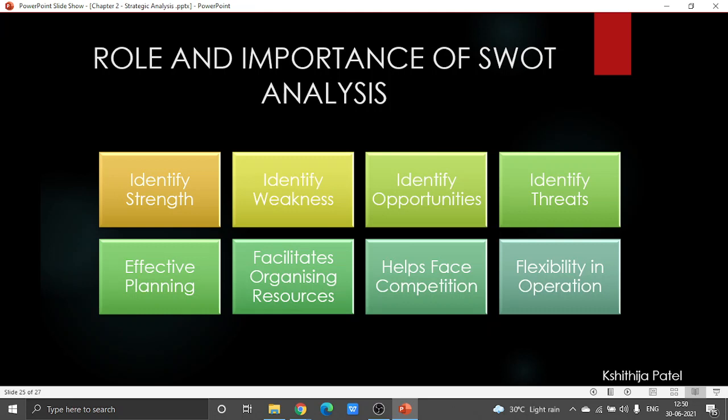The next one is that SWOT analysis helps to face competition. The environmental analysis helps a firm to identify the strengths and weaknesses of its competitors, which further enables the organization to counter the strengths of the competitors and also exploit the competitors' weaknesses in its favor.